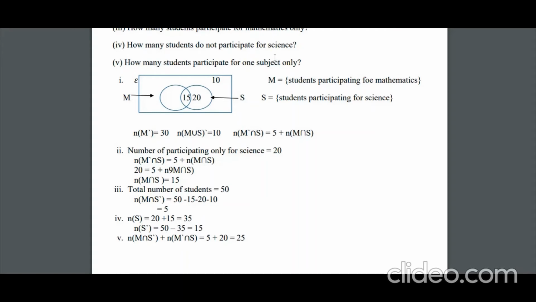So how many students participate in only one subject? Maths only we got 5. Science only we got 20. Together 25. That's the answer for the example.